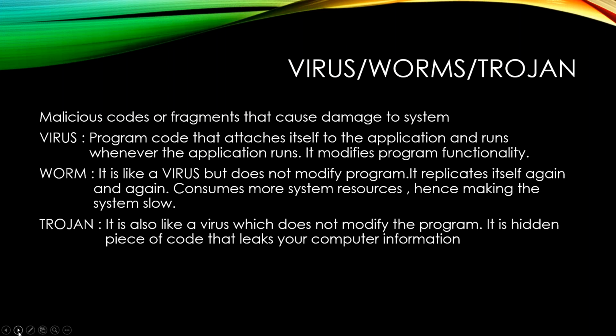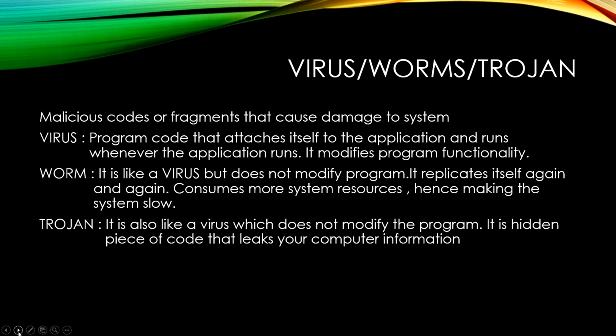Okay, coming to worm. Worm is also similar to virus, but its functionality differs. Okay, what worm exactly does is it replicates itself a number of times. So what happens if a particular code gets replicated? It just exhausts the system resources. So once it exhausts the system resources, the system is going to slow down. So that is worm's way of attacking the system. So it replicates itself so that the system resources get exhausted. Once the system resources get exhausted, the system is going to slow down.